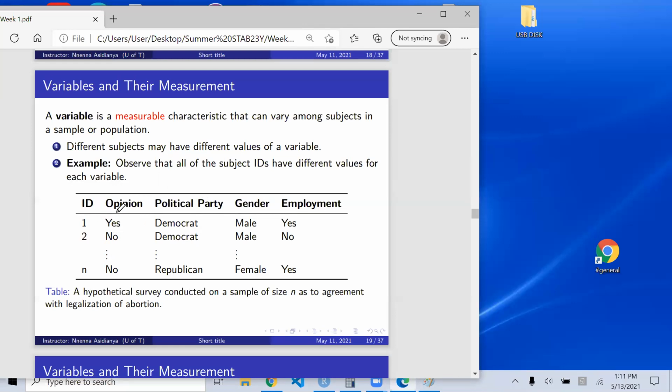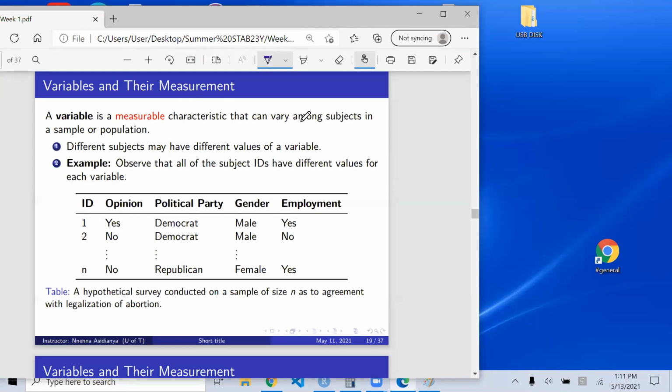It's going to be yes or no. It's a thing that is changing. It's varying across each individual. So this idea of varying is important, right? Your political party is also going to vary across the subject.